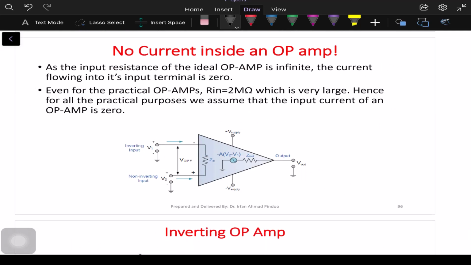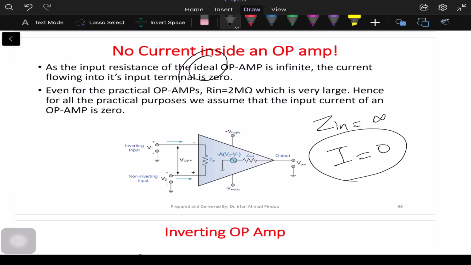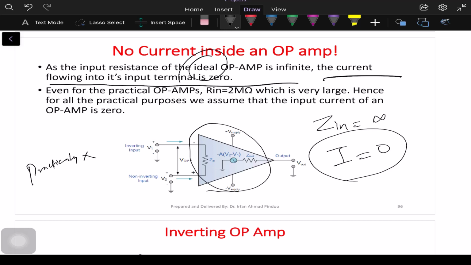Now the second concept is that because we are having infinite input impedance, the current will be 0. So ideally there will be no current that enters inside the op amp. The current flowing into the input terminals is 0. But practically this is not possible, correct? Because if there is no current entering inside the op amp, then what is amplified then?